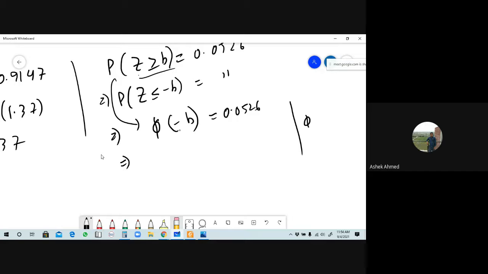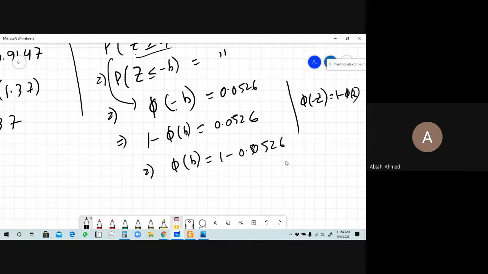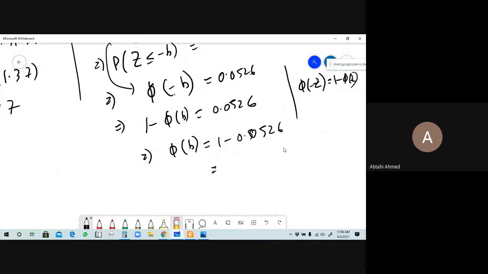Now see, yes sir. We know that the value of phi of minus z is 1 minus phi of z. According to this concept, it will be 1 minus phi of b, and this is 0.0526. So from here the value of phi of b will be 1 minus 0.0526, which is 0.9474.